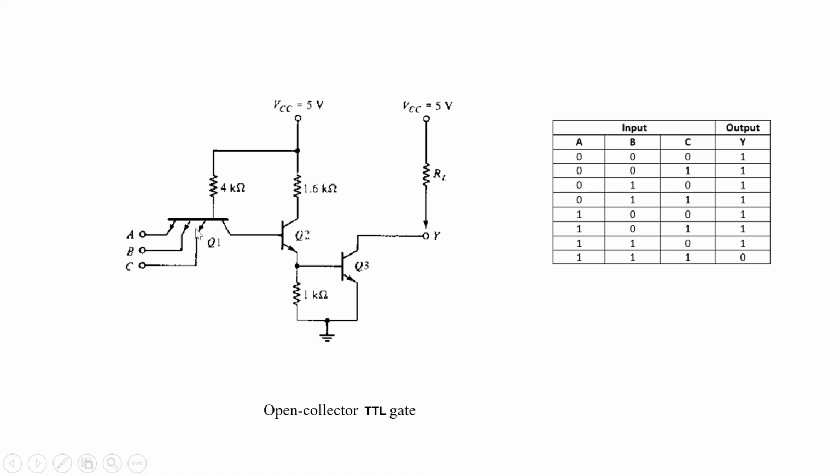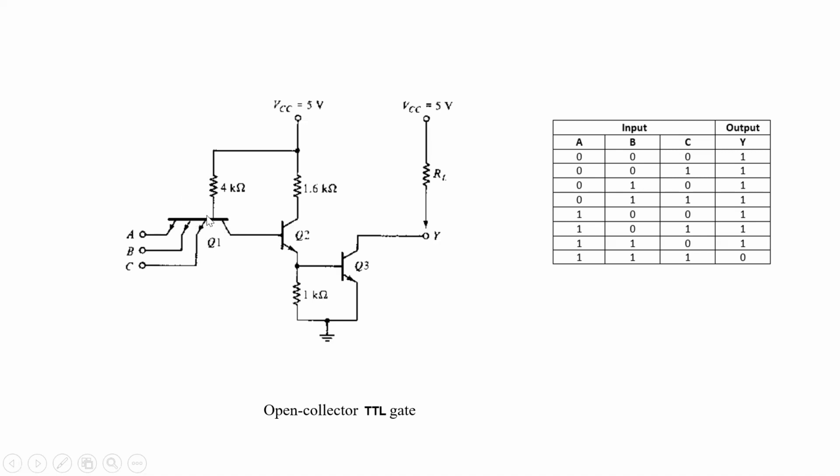So you see here, this is the multi-emitter, but the base terminals of all the transistors are connected together. The collector terminal is common, the base terminal is common, only the emitter terminal is different. So if any one of the inputs is low, or all the inputs are low, what will happen? The corresponding base emitter junction becomes forward biased. So transistor Q1 will be on.